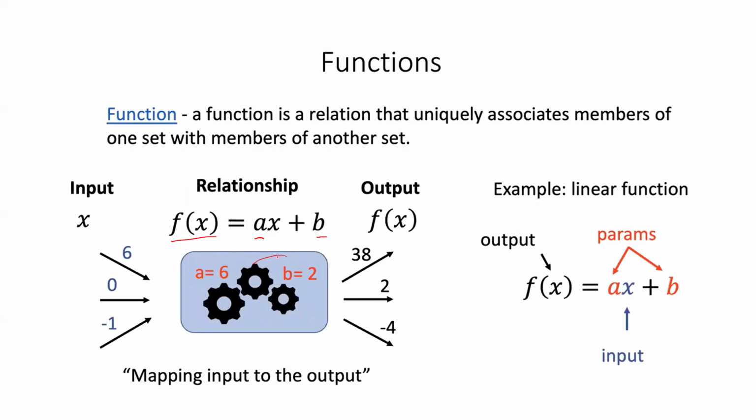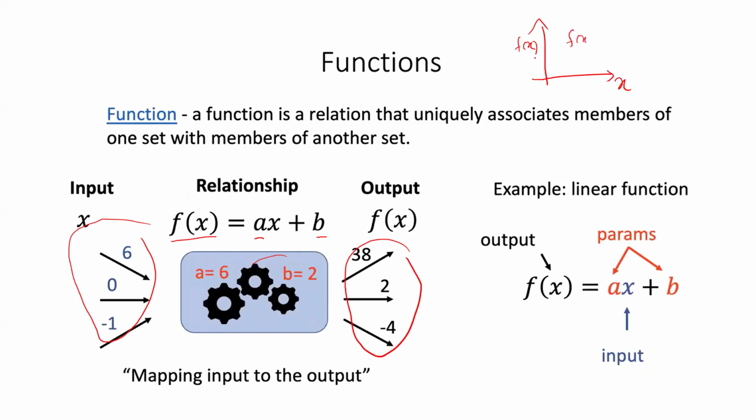So this f of x is the relationship where you are mapping the various inputs with the outputs, that is, the output is f of x. If I draw a graph, this is my x, this is my f of x. To map my x with f of x, the function I'm going to use is f of x equal to ax plus b, where x is the input, and a and b are the different parameters. In this case, a is equal to 6 and b is equal to 2.